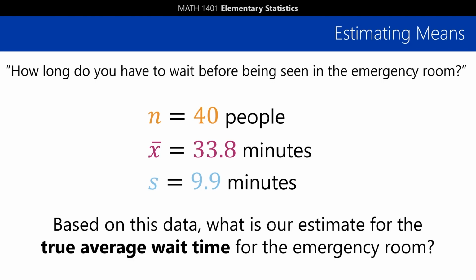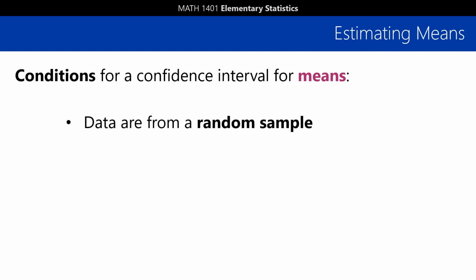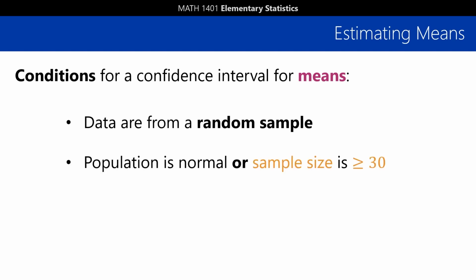This is another application of confidence intervals, and the process is very much the same as with proportions. First, we need to check our conditions. In this case, there are 3 conditions we need to meet. First of all, our data need to come from a random sample, which we already said we'd satisfied. Second of all, in order for the central limit theorem to apply, either our population has to be normal to begin with, or our sample size has to be at least 30. Ours was 40, so we're good there.